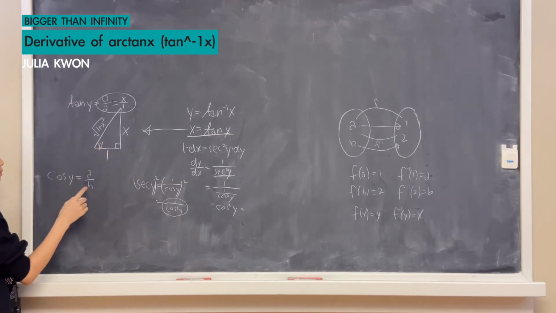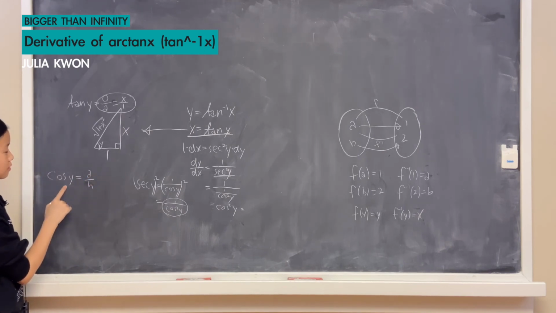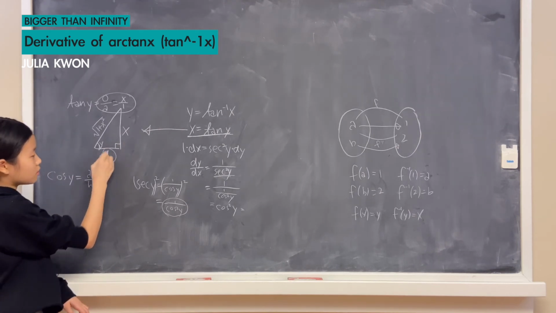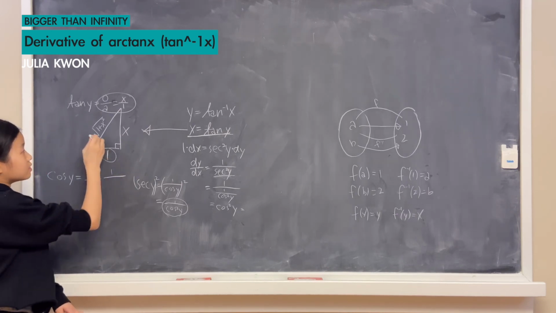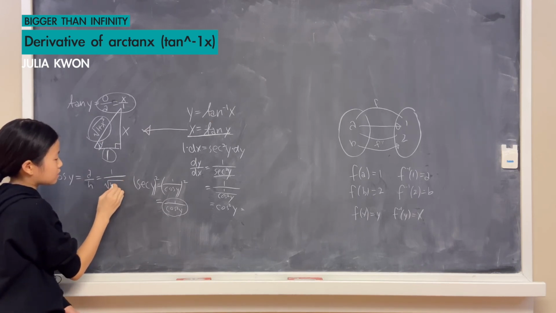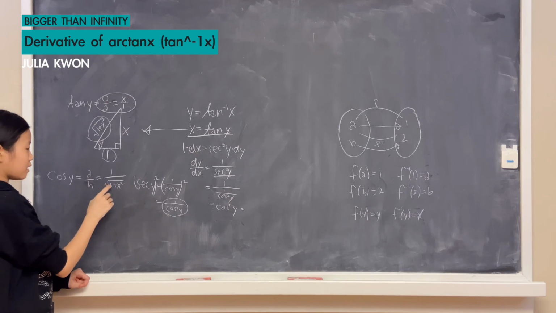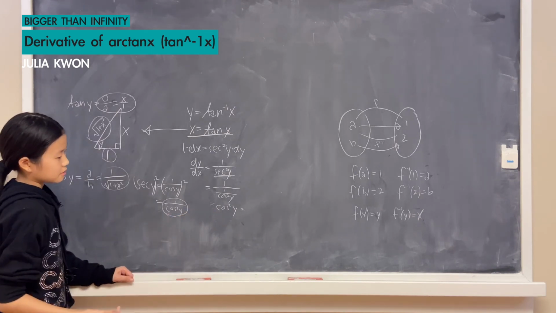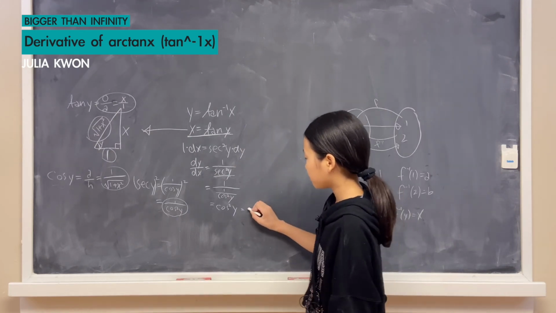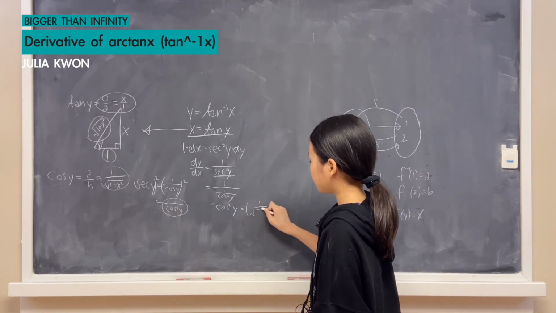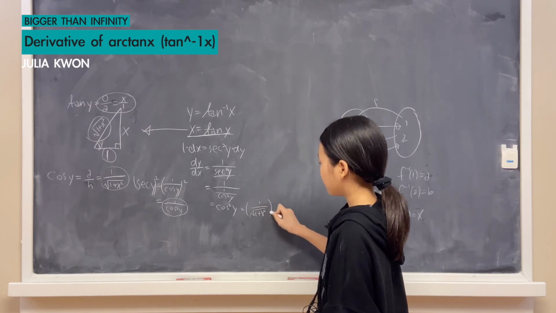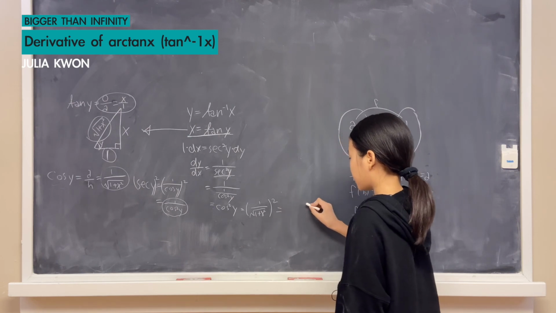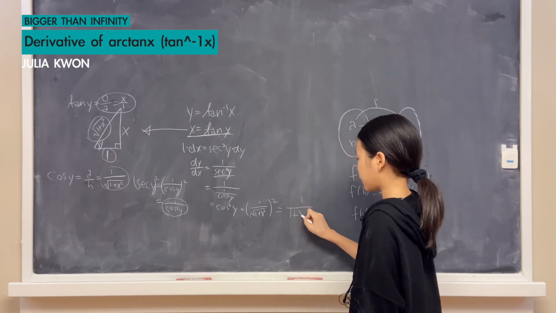And we can just use this triangle to find the length of the adjacent and the hypotenuse, since they have the same theta, the y. And so in this triangle, the adjacent here is 1, so 1 over the hypotenuse, which is square root of 1 plus x squared. And so we have this as the cosine y, and so we can just substitute it into the cosine y here. And so we would now have 1 over square root of 1 plus x squared, and then we square it because the cosine y is actually supposed to be squared. And if we square it, that would leave us with 1 over 1 plus x squared.